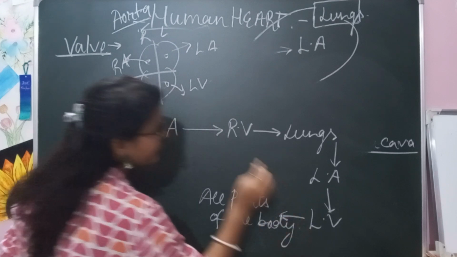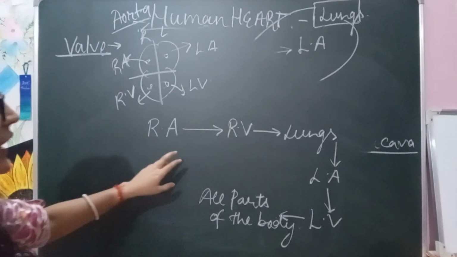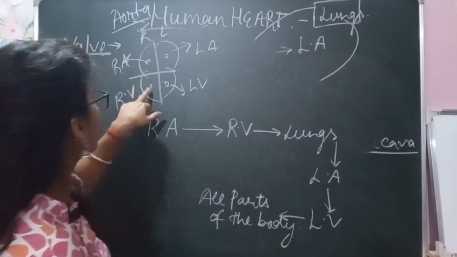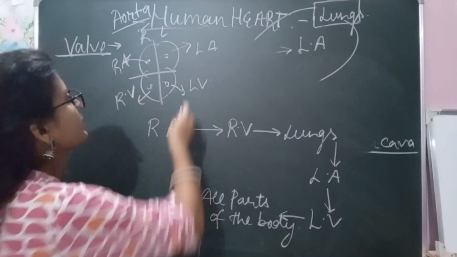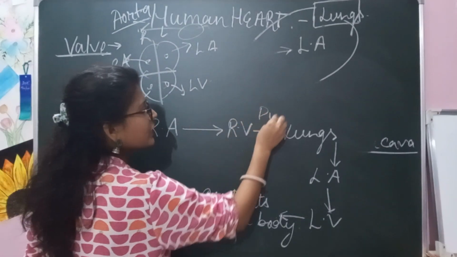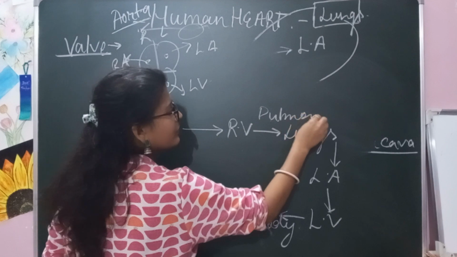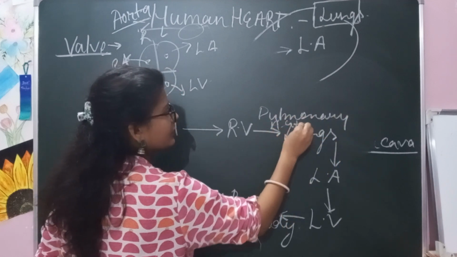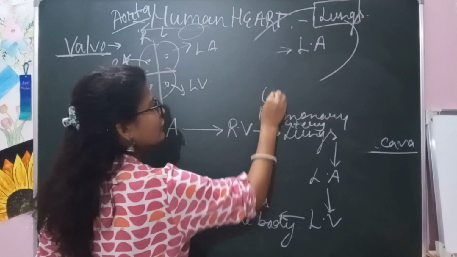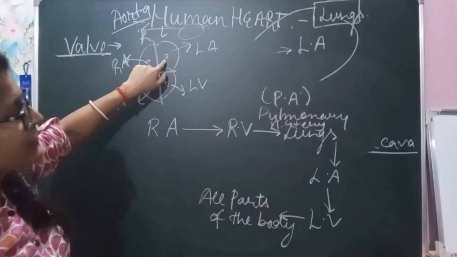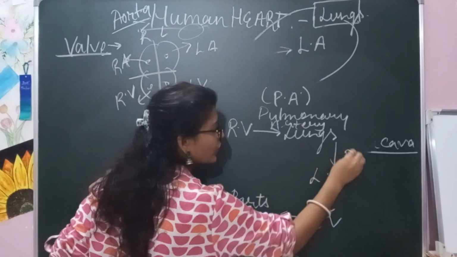Now we are going to understand which vessel transports this blood from the right ventricle to the lungs. Here it is the pulmonary artery. In short form you can write PA. And from the lungs to the left atrium, this is the pulmonary vein. You can write PV.